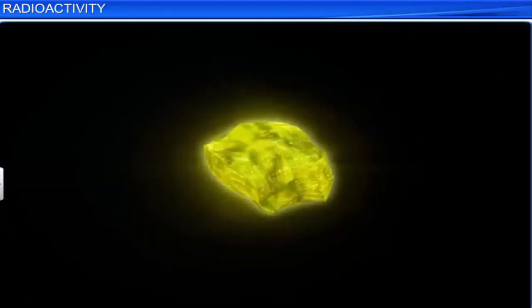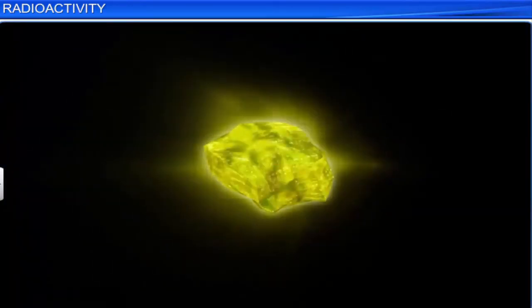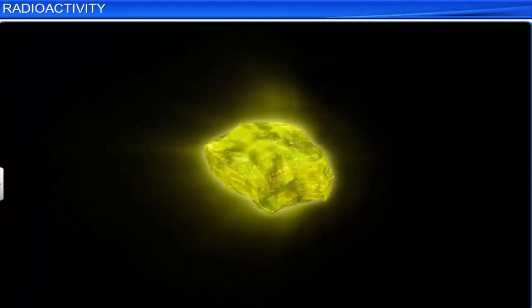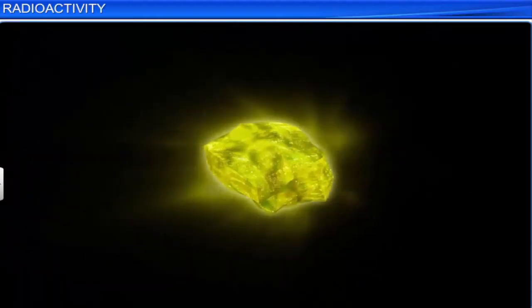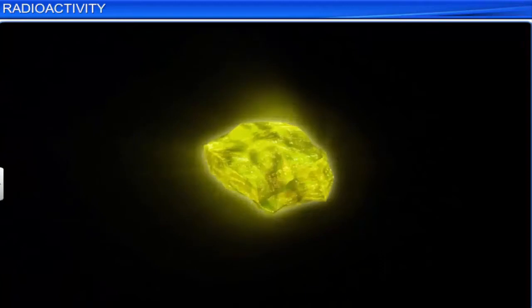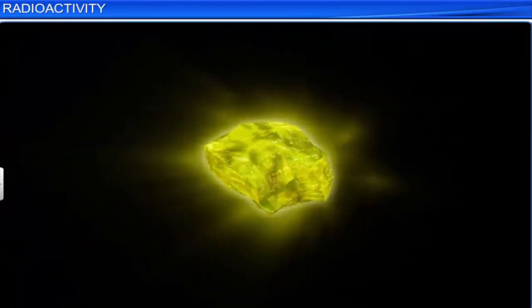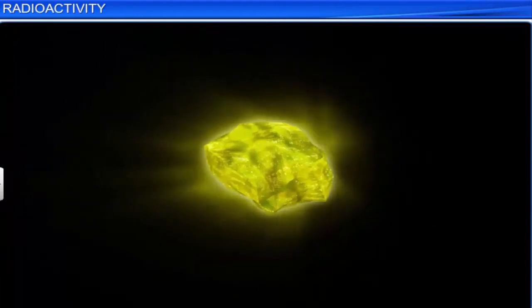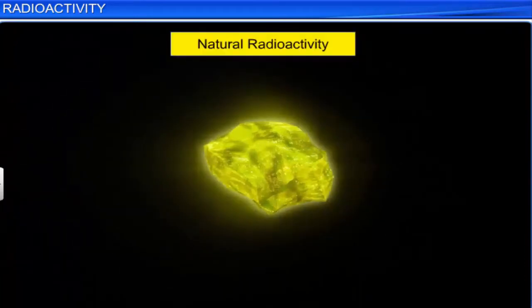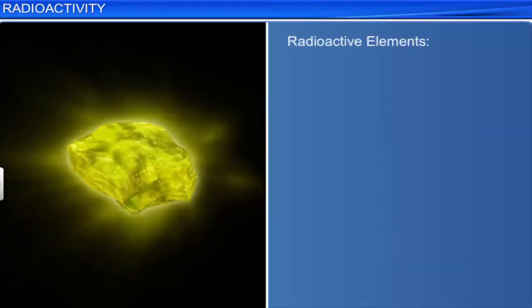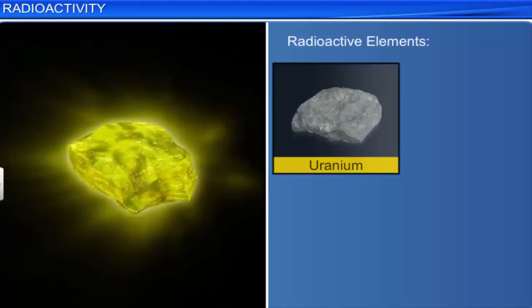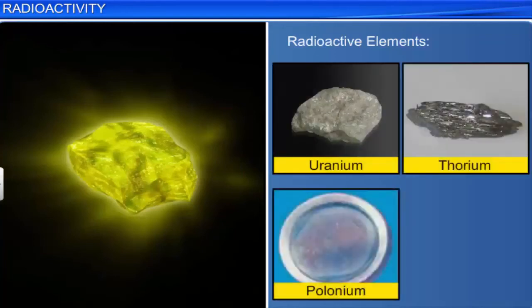The phenomenon of radioactivity is defined as the spontaneous emission of highly penetrating radiations by some unstable nuclei. Since these emissions are spontaneous, we call the phenomenon natural radioactivity. Elements that give high energy radiations spontaneously are called radioactive elements. Some radioactive elements are uranium, thorium, polonium, and radium.